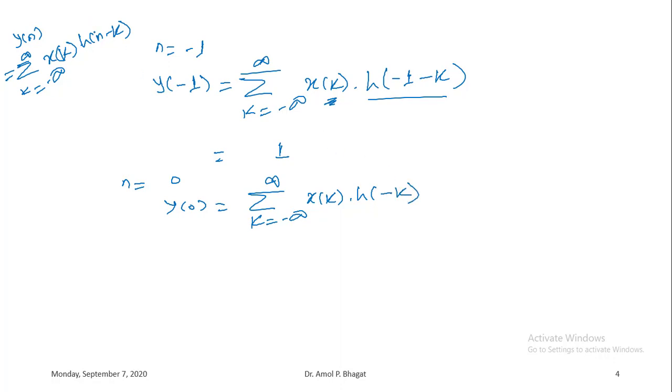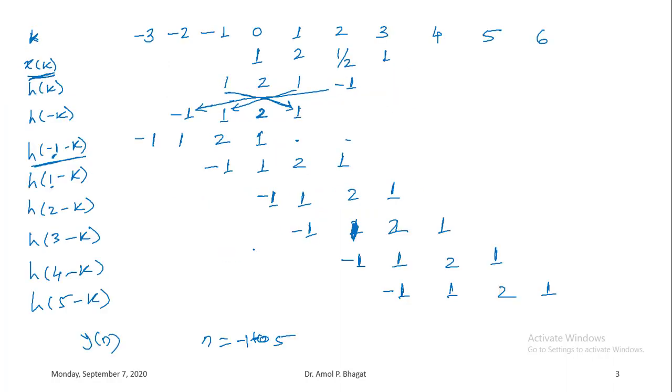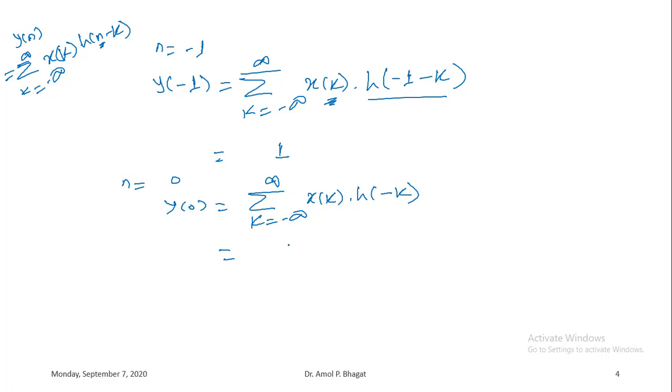Okay, because you are substituting n equals 0 in this case, it will be h of minus k. So you will be multiplying x of k and h of minus k. Again at minus 2 there is no value in x of k, so minus 1 multiplied by 0 will be 0, 1 multiplied by 0 will be 0, right? Then 2 multiplied by 1 will be 2, and again 2 multiplied by 1 will be 2. So 2 plus 2, it will be simply 4, correct? So y of 0 will be 4.